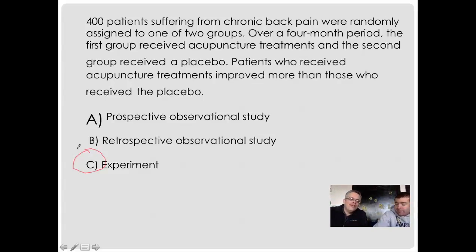Now wait, before you go forward, it is an experiment. Why? Because people are randomly assigned to treatment groups. But could you underline the word placebo? We haven't talked about that in our class at all. Mr. Lewis, what is a placebo? A placebo is a drug or a treatment that has no effect.